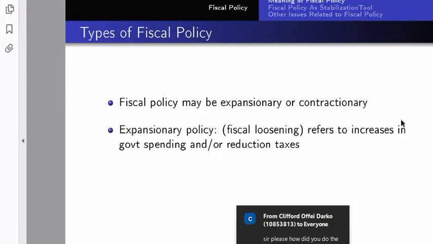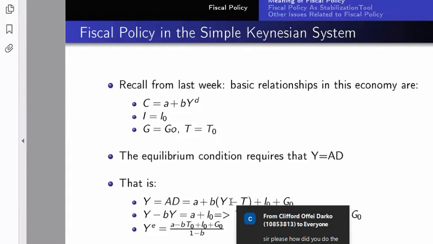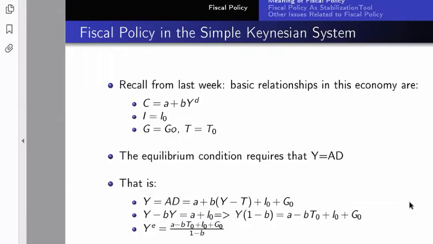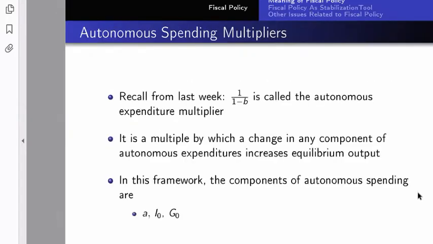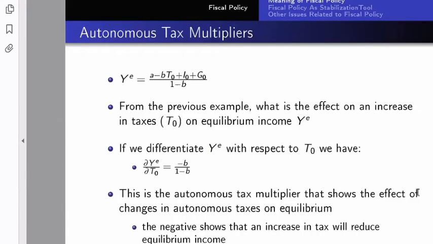All right. So this is where the negative is coming from. It is coming all the way from here. Okay. So this is the autonomous tax multiplier, and the negative shows that if you increase taxes, it will reduce national income. Do you have any questions?